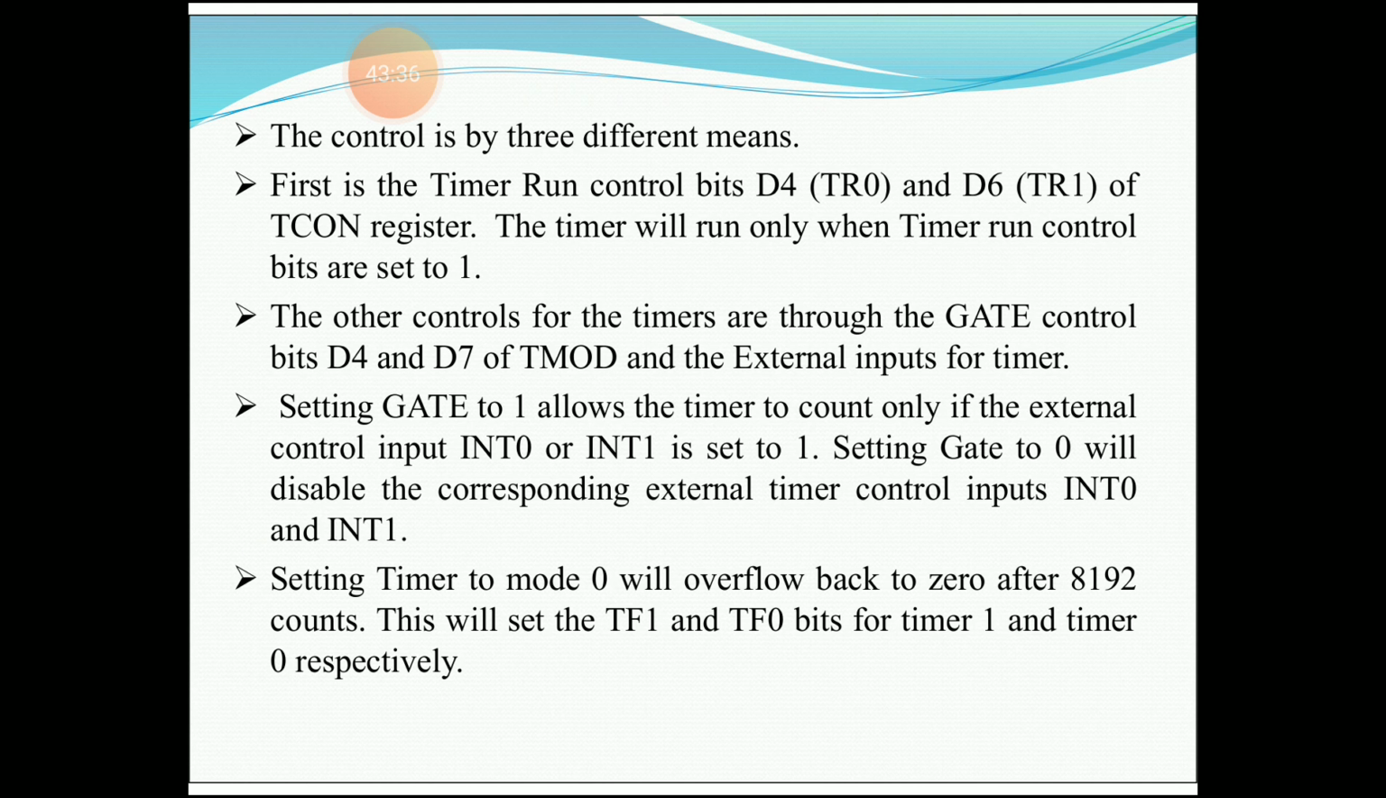The other controls for the timer are through the gate control bits D4 and D7 of the TMOD register and the external inputs, that is INT0 bar and INT1 bar. Setting GATE to 1 allows the timer to count only if the external count input INT0 bar or INT1 bar is set to 1. Setting GATE to 0 disables the corresponding external timer control inputs INT0 and INT1. Setting the timer to mode 0 will overflow back to 0 after 8192 counts. This will set the TF1 and TF0 bits of timer 1 and timer 0 respectively.